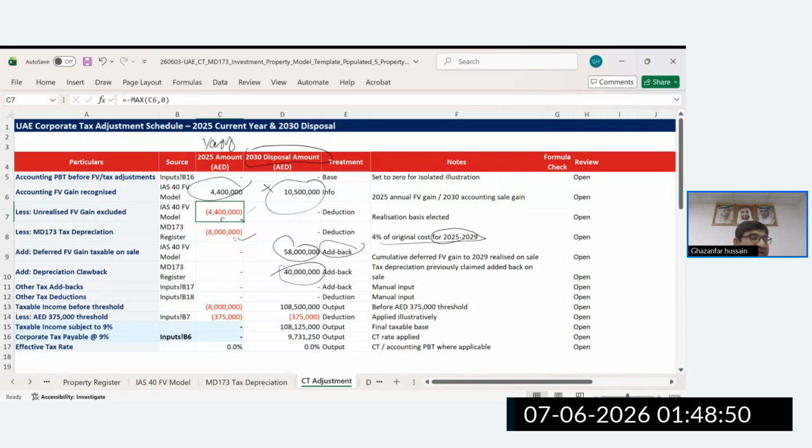So total income before threshold, assuming that there is no other item, is minus 8 million. Of course, if we go this way, he will categorize it as a loss, and the loss can be carried forward for unlimited time. There is no expiry date of the loss. So these are the other calculation assumptions.